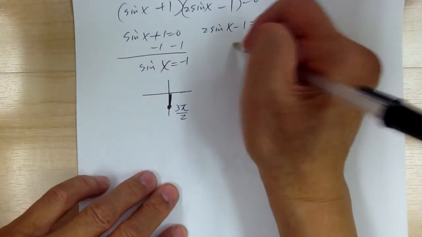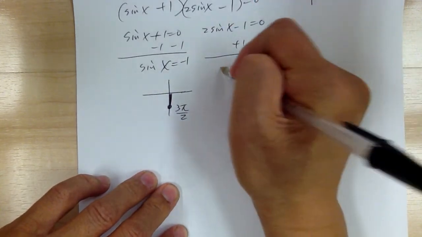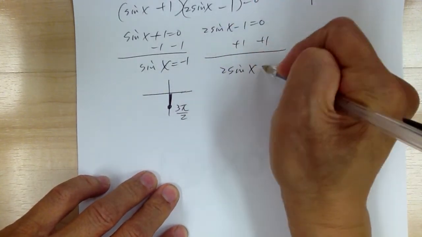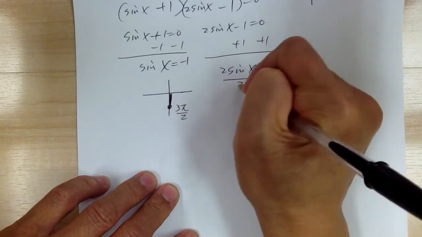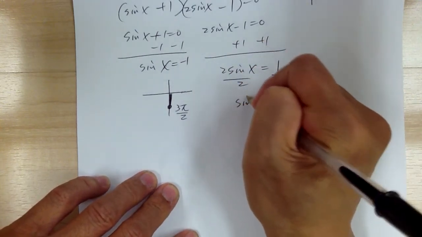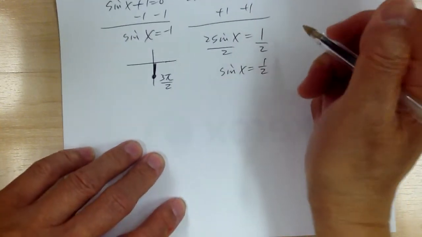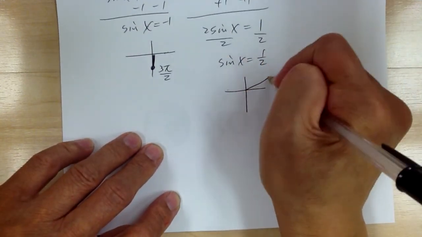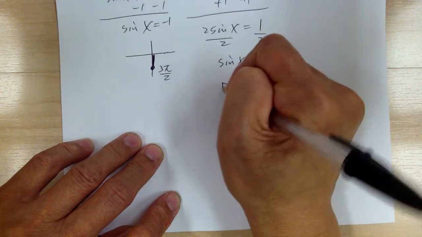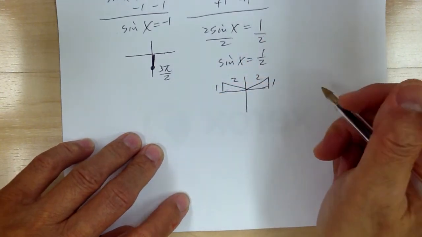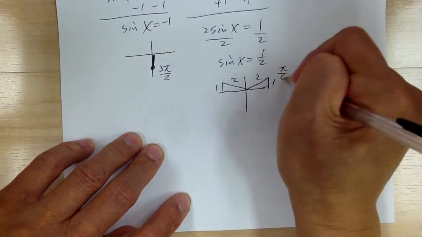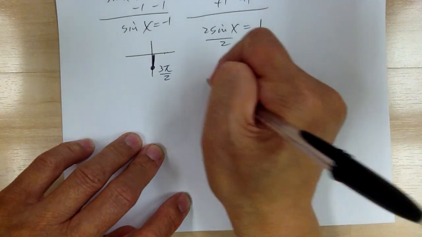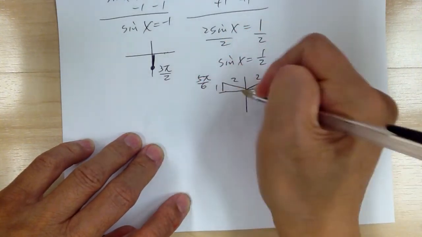And for this one over here, you plus 1 on both sides. So you got 2 sine x equals 1. Divide by 2, divide by 2. So you got sine x equals 1/2. So draw your triangle. 1/2 is going to be over here. So 1, 2, 1, 2, right? So this is going to be equal to pi over 6. And this is going to be 5 pi over 6.